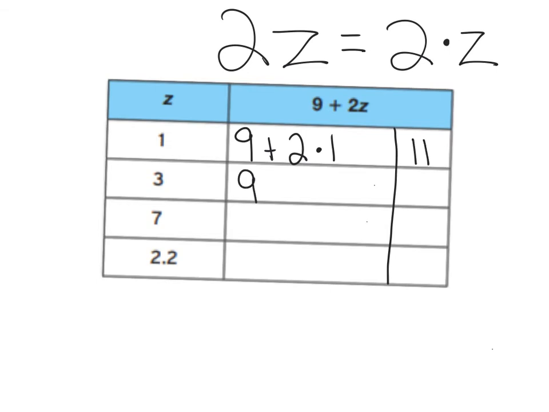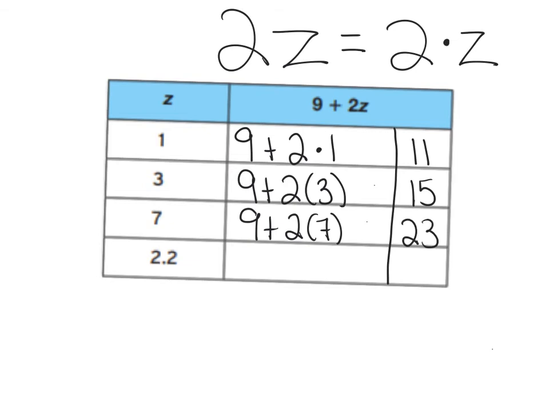So now we're going to plug the 3 in. 9 plus 2, and sometimes you'll see people put it in parentheses, which also means multiply. So 2 times 3 is 6, plus the 9 is 15. So then once again, we have 9 plus 2 times 7. And 2 times 7 is 14, plus the 9 is 23.